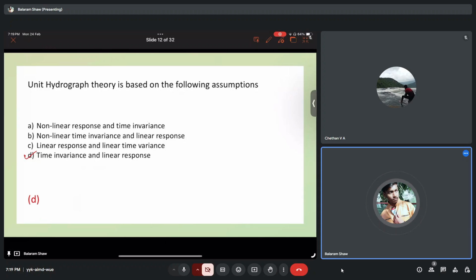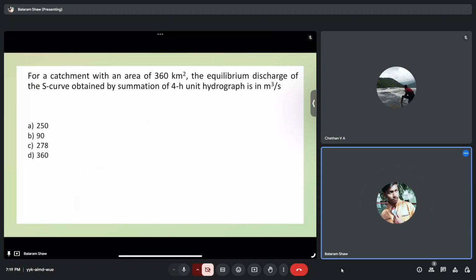So this is done. Oh, this is also done. Okay. So for a catchment with an area of 360 kilometers square, the equilibrium discharge for the S curve obtained by the summation of 4 hour unit hydrograph is in meter cube per second, how much are you getting?